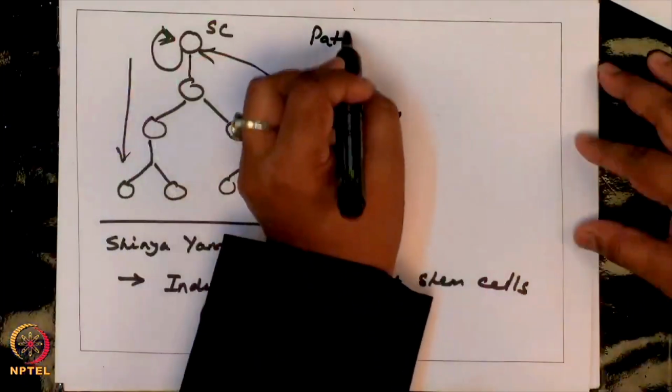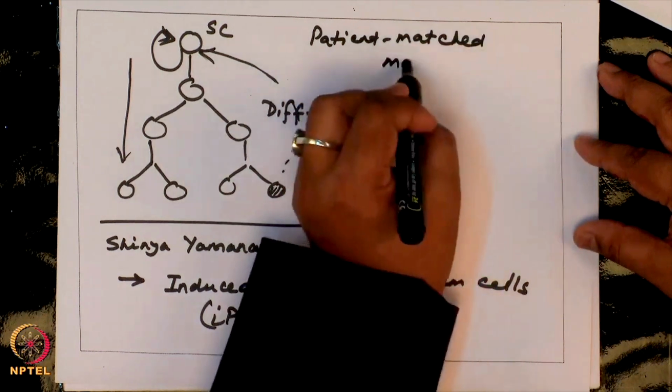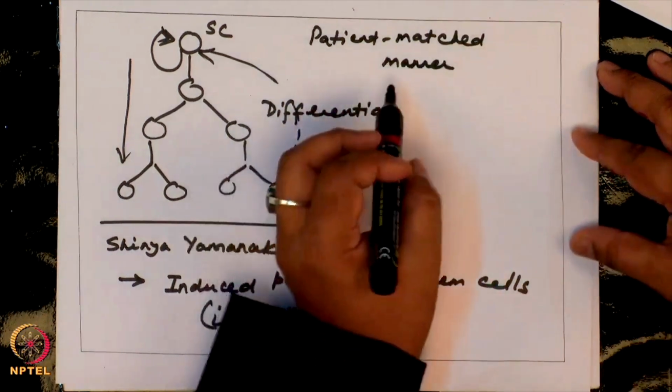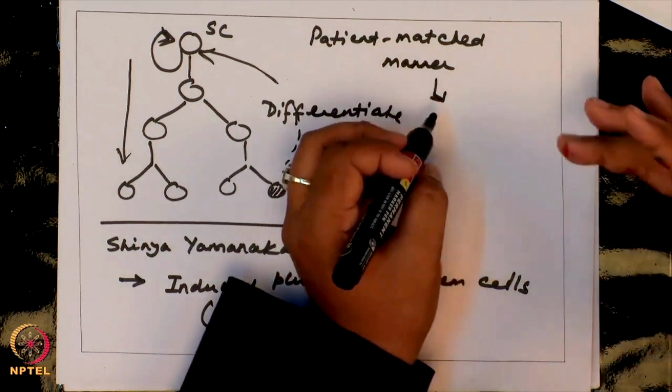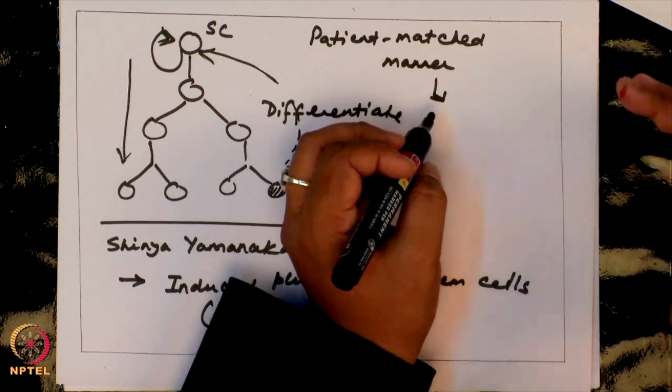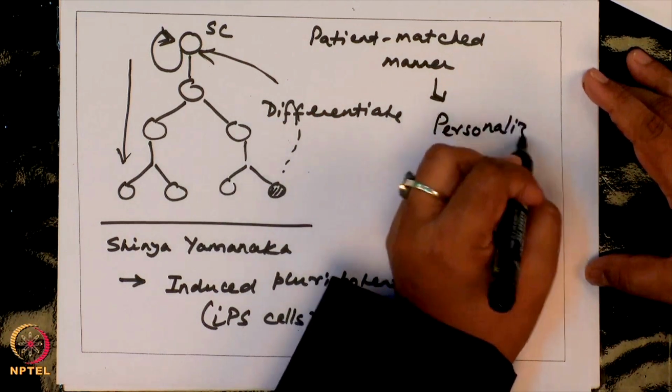So, what are the strengths of this iPS technology? In principle, you can derive iPSCs from adult tissues. So, not only does it bypass the need for embryos, but these can be made in a patient matched manner. What does this mean? That each patient can generate his or her own pluripotent stem cell line, and this is the beauty of personalized medicine.